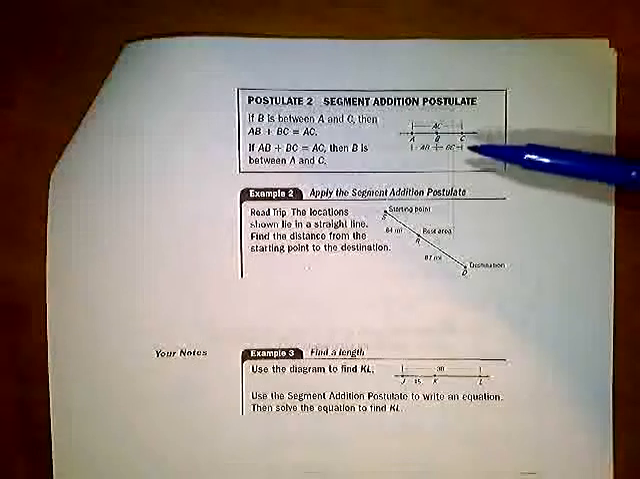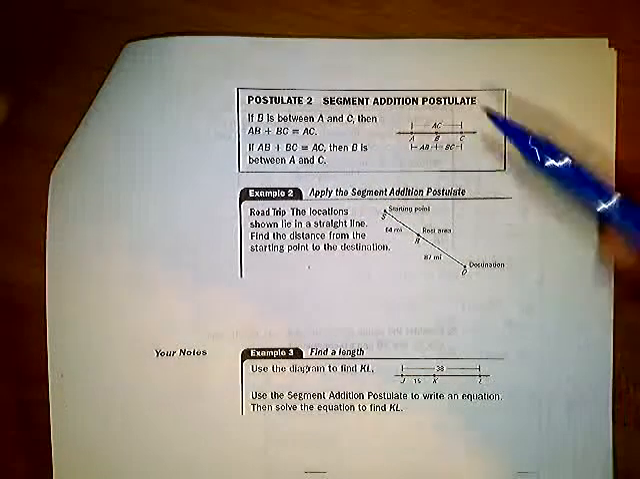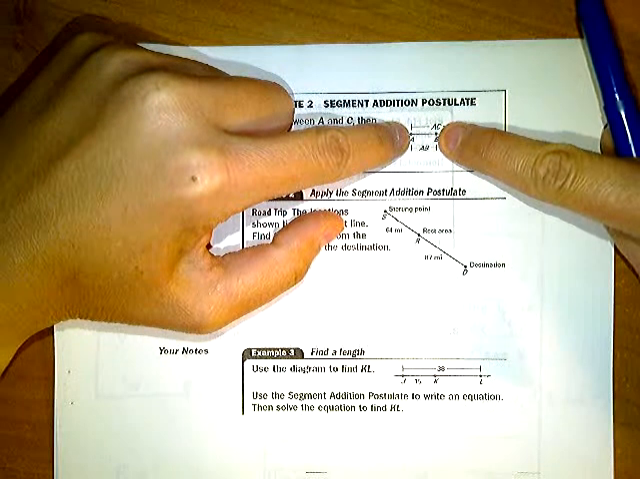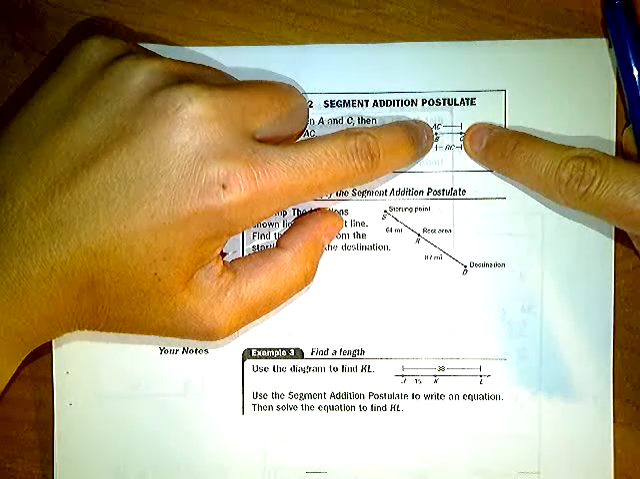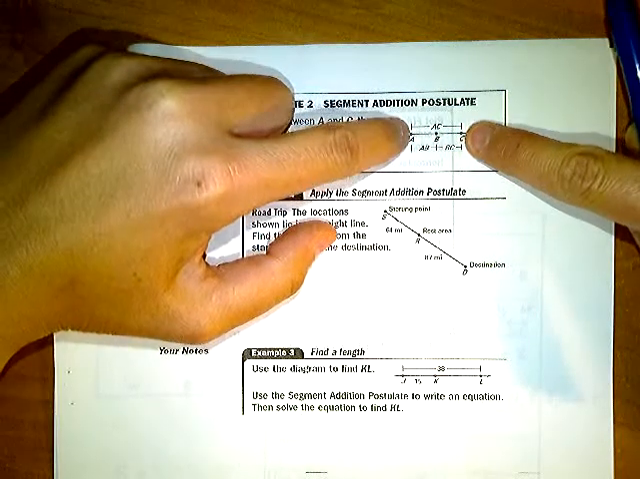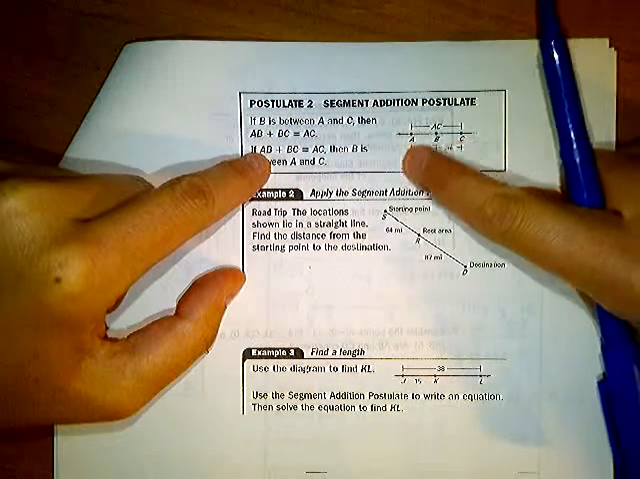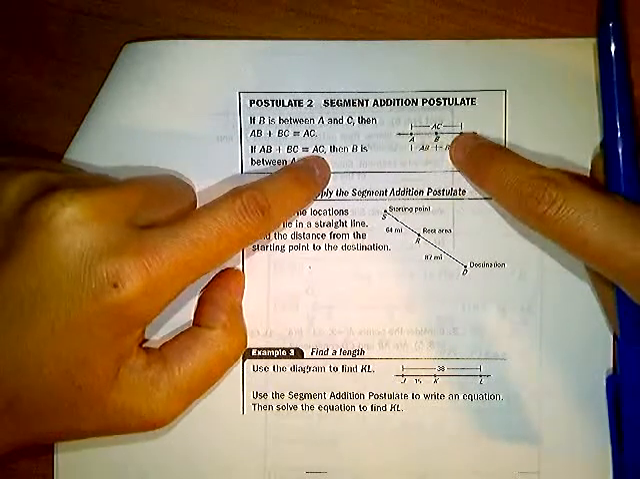So, as I was saying, the main postulate for 1-2-1 is called the segment addition postulate, and that basically says that if you find the distance from A to B and add that to the distance from B to C, you will get the complete distance from A all the way over to C. So essentially, AB plus BC equals AC.